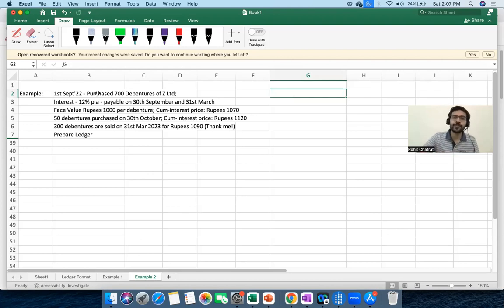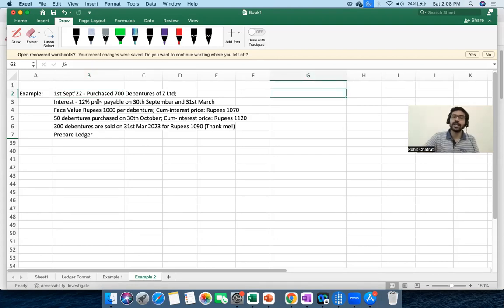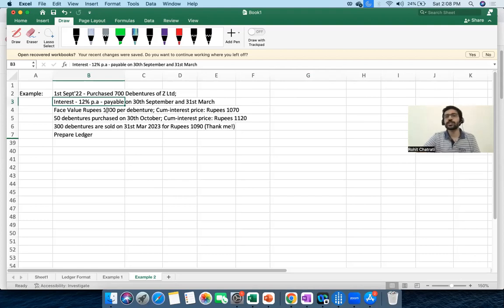Let us say on 1st September 2022, I have purchased 700 debentures of Z Limited. Entity Z has issued debentures in the market, and I have purchased 700 debentures on 1st September 2022. The interest rate is 12% per annum, which is payable in two installments, on 30th September and 31st March.